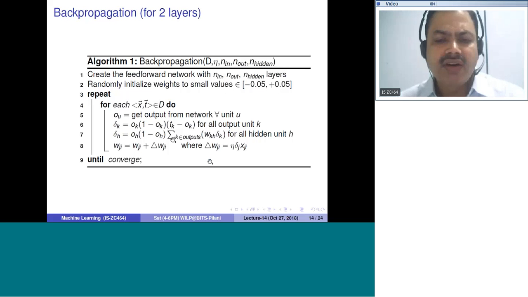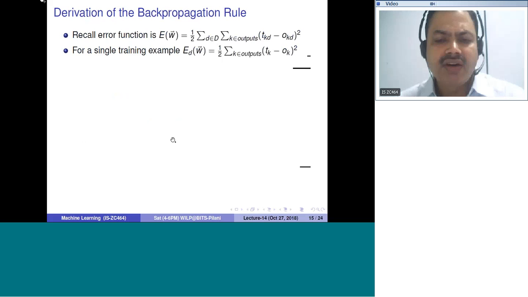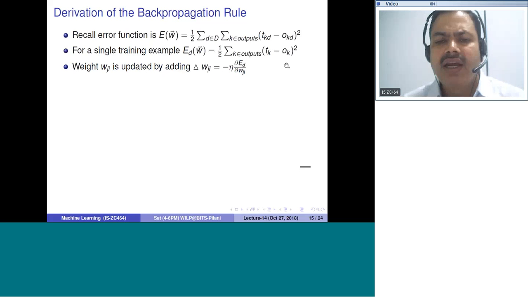Alright, so we are going to see this. Recall the error function is this. We have seen this for a single training example, because one by one we are going to consider training examples. Therefore, if there is only one training example, the summation over data goes away, and you can put half of the sum over k belonging to outputs of this thing. Now we want to find out how the weight is updated, which is given by eta times the differentiation of this thing with respect to wij.